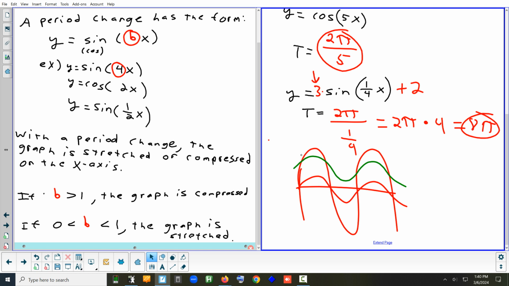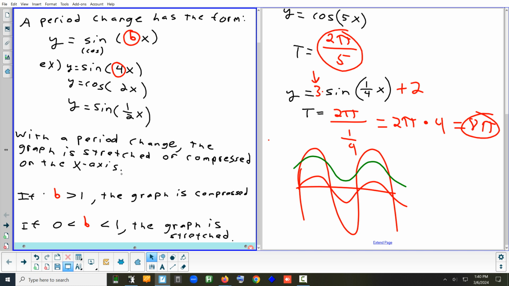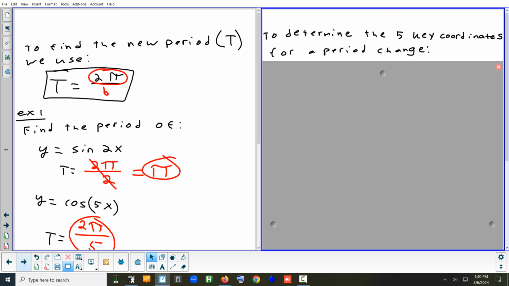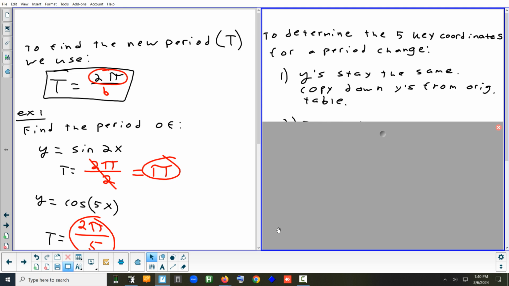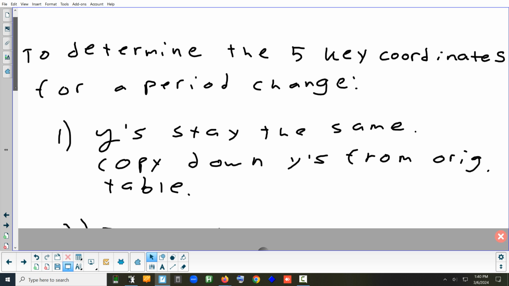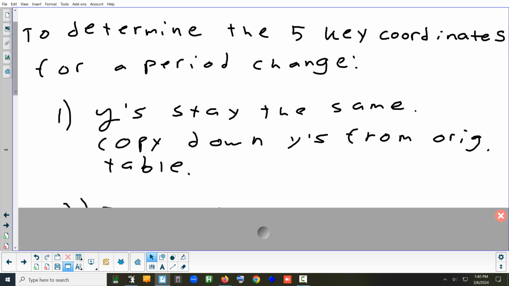Any questions on that? All right, so we are stretching and compressing along the x-axis. So when you have your coordinate, what part of the coordinate is going to change? Yes, the x. So that means what part of the coordinate is going to stay the same? The y. Since the y's stay the same, we can copy those down from the original table. So the original table, I kind of have a little bit off to the side here, if you forget what they are. But we did those in the notes on Monday.